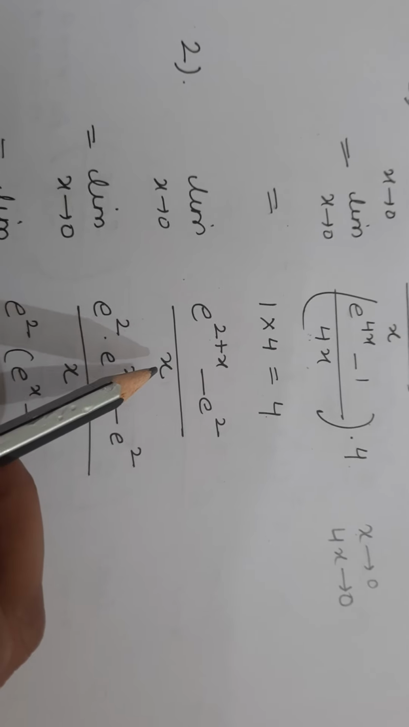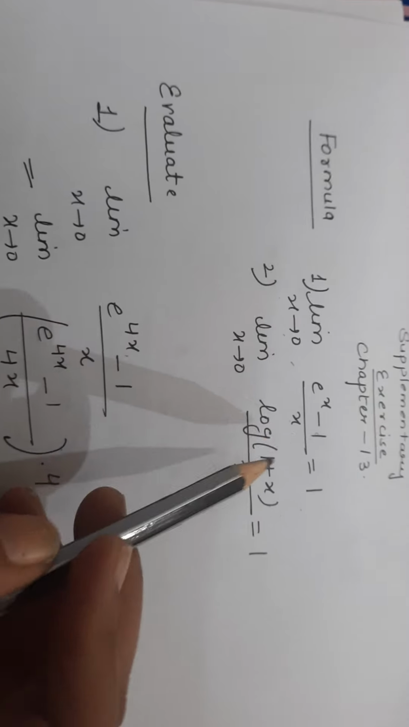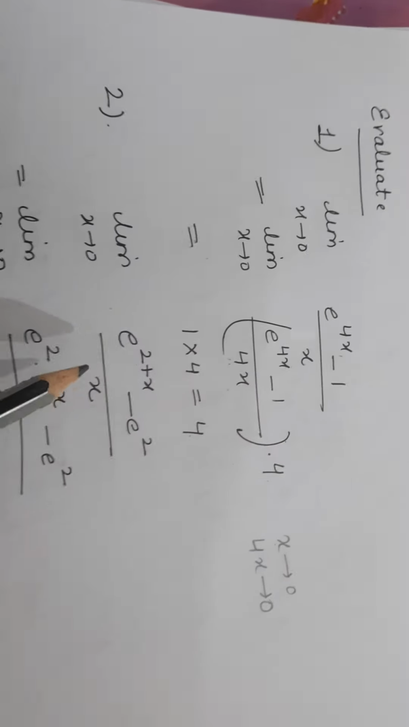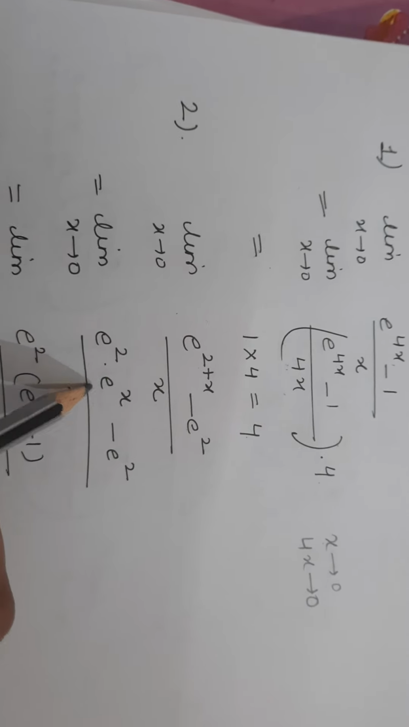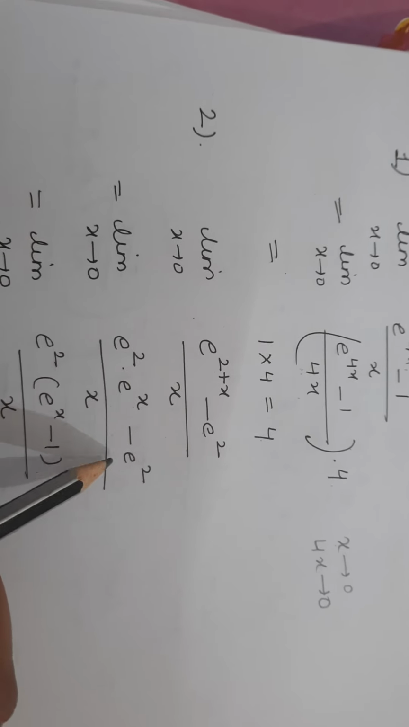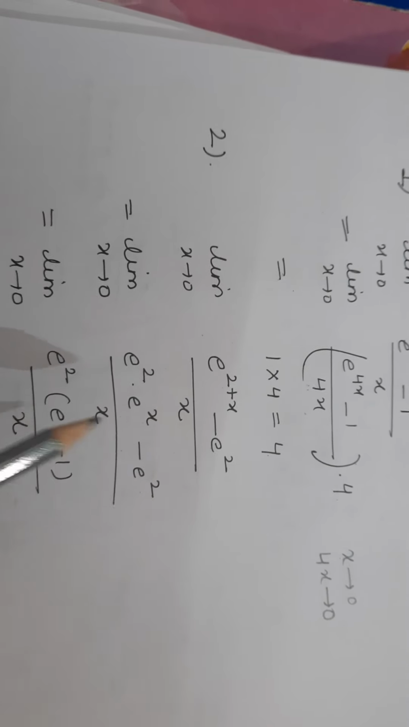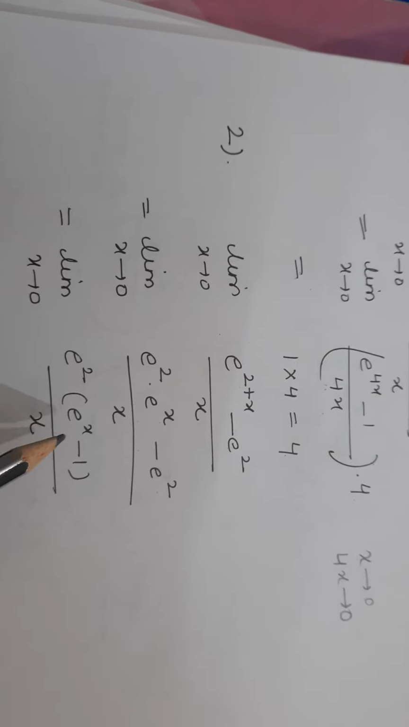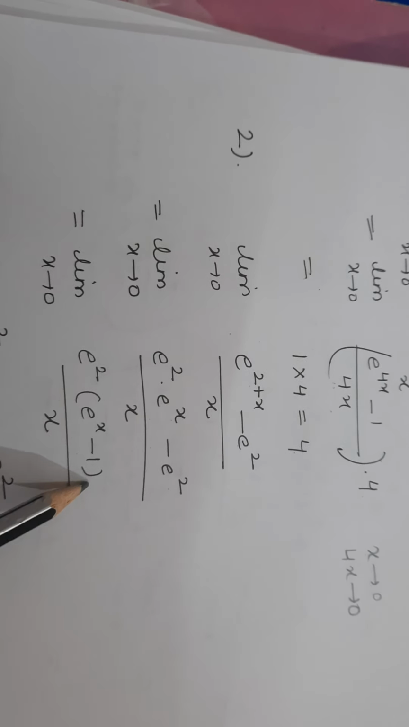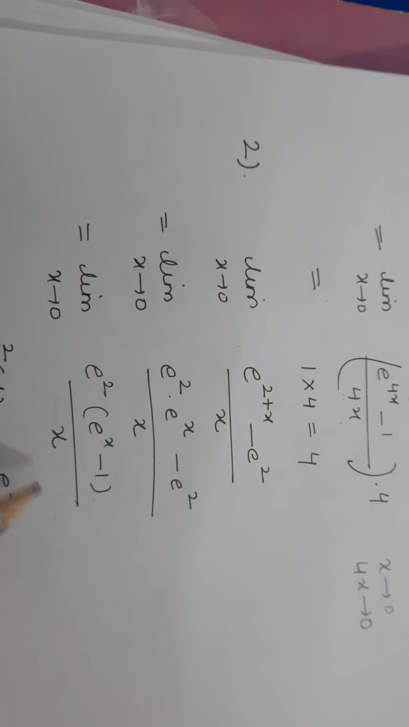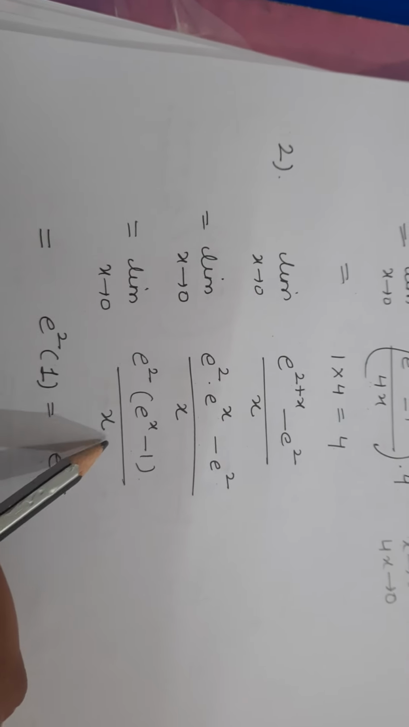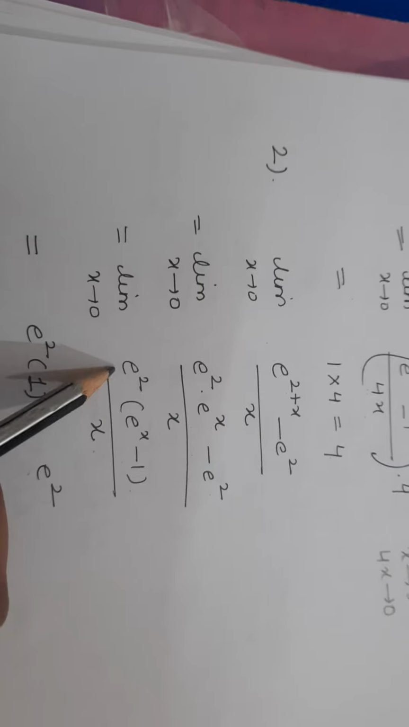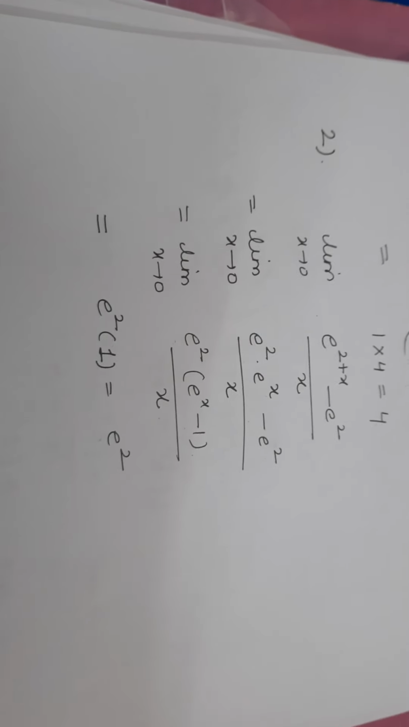Second question: find limit x tending to 0, (e^(2+x) - e^2)/x. Now, for applying this formula, you need to have 1 here. So first, I'll split the power: e^2 into e^x minus e^2. From these two factors, you can take e^2 common. You'll have e^x - 1. Now, limit x tending to 0, (e^x - 1)/x will approach 1. So this is e^2 into 1. Your answer is e^2.